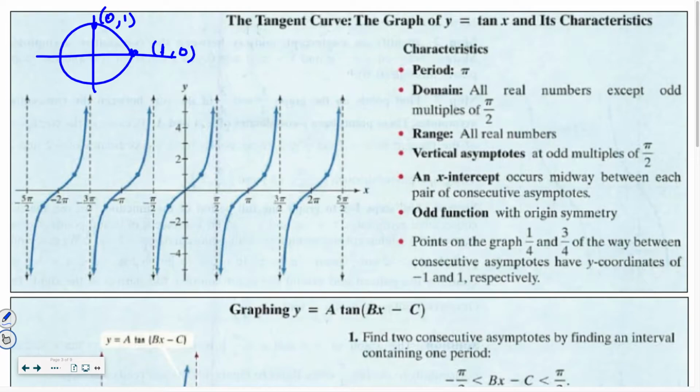Are tangent and cotangent the only ones? Yes, the other 4 are all 2 pi.